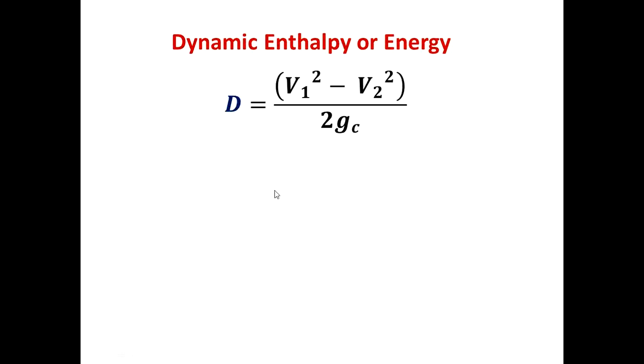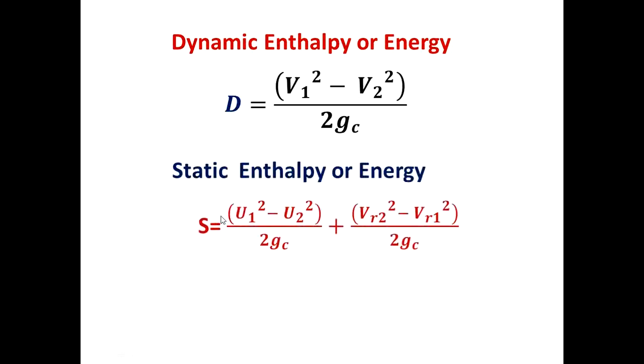Now the first term is the dynamic enthalpy, which I will consider. Already I told you that dynamic enthalpy pertains to the absolute velocity, the change in the absolute velocity of the fluid, that is, the change in kinetic energy from V1 to V2. Therefore the static enthalpy is U1 square minus U2 square plus VR2 square minus VR1 square.